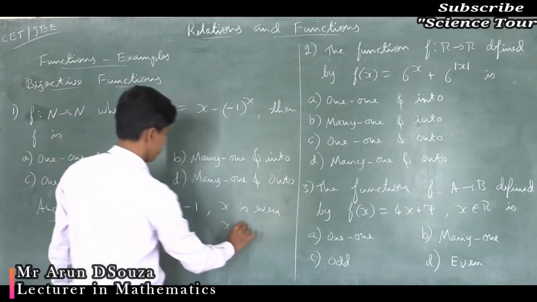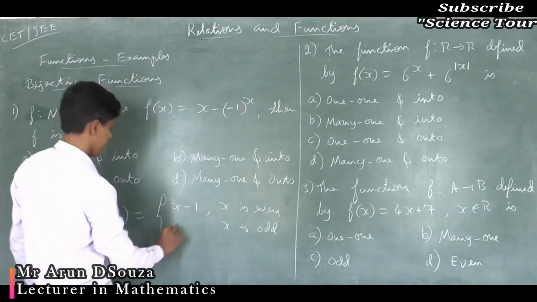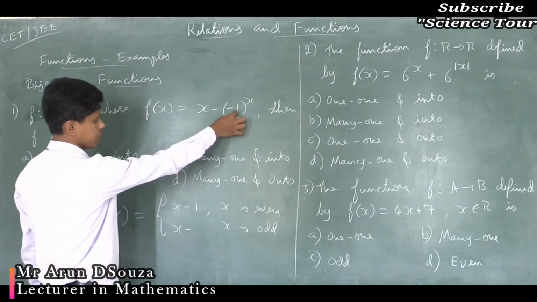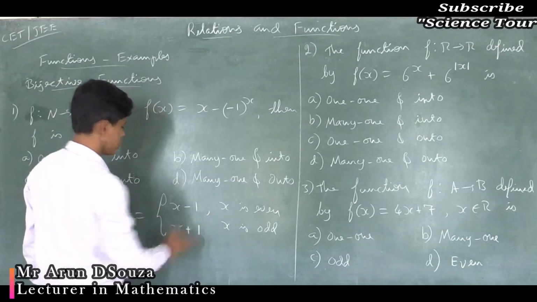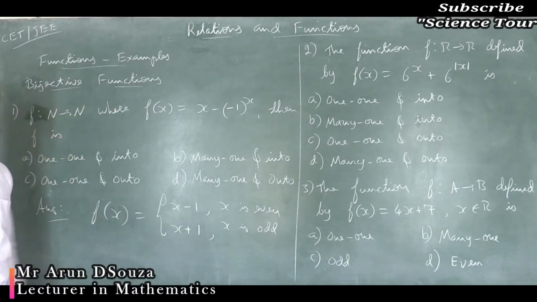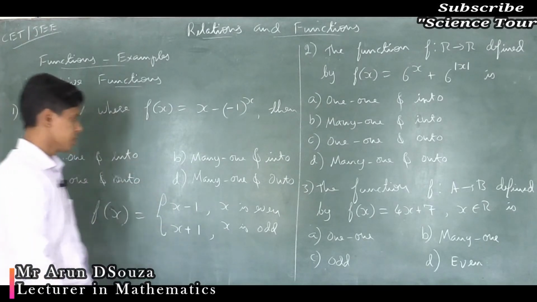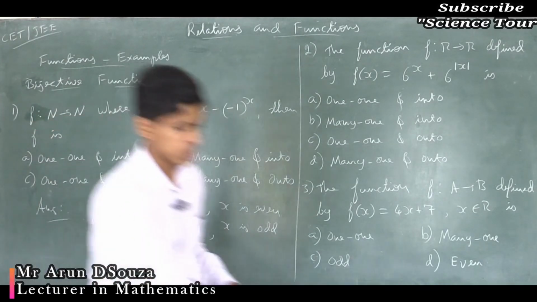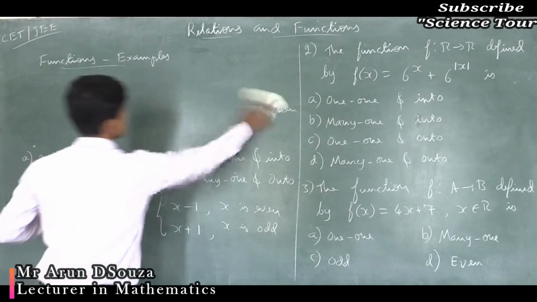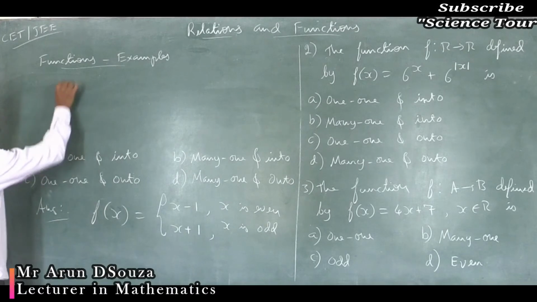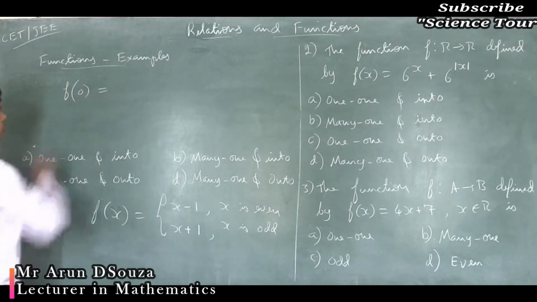And if x is odd, so what will happen if the power is odd here? Then this will be minus 1. So minus of minus, you will have plus 1 here. Now let us decide whether this is one-one and whether it is onto. So just let us take some examples. The first example that we can take here, let us look at 0.